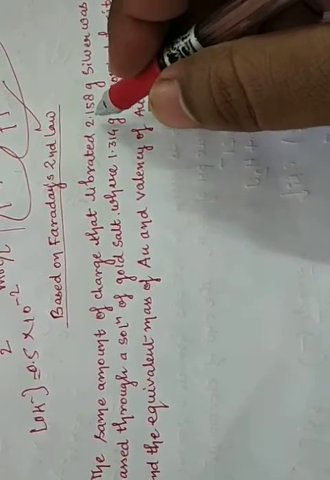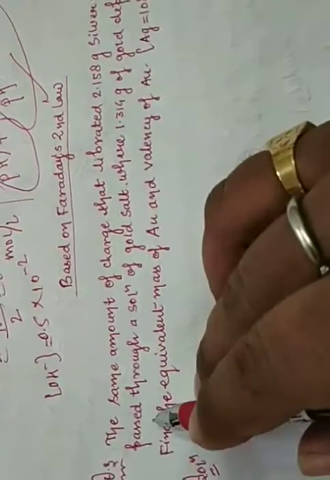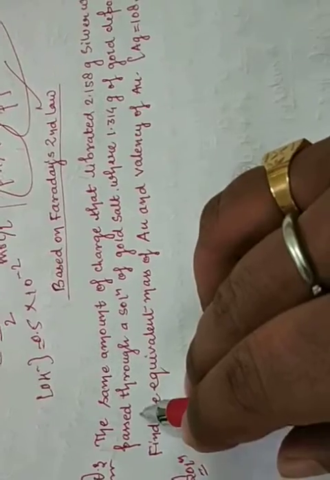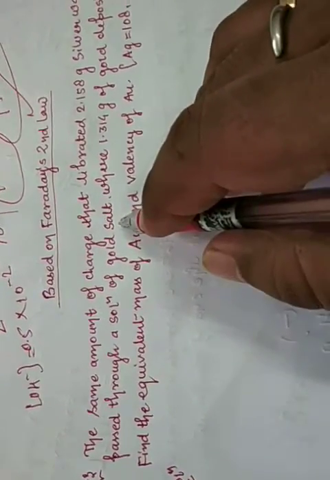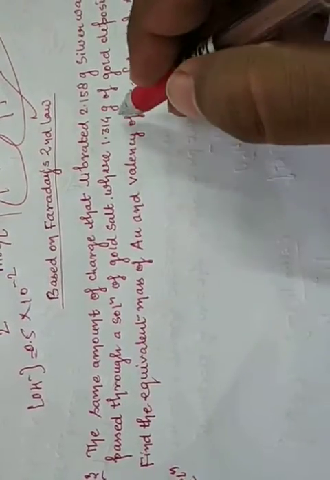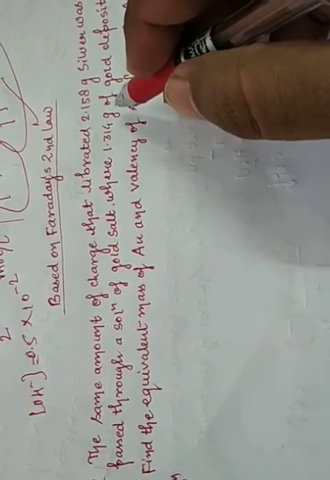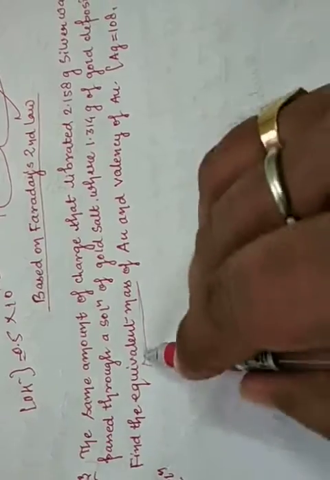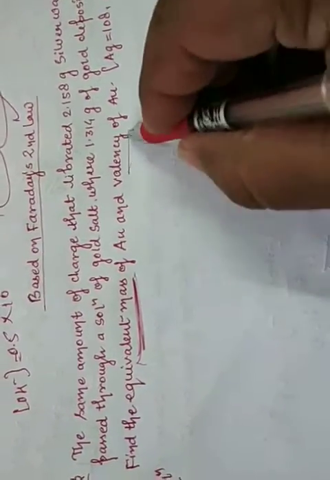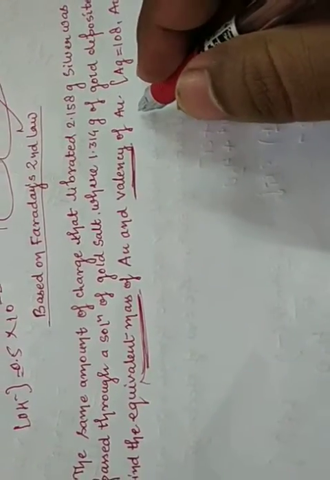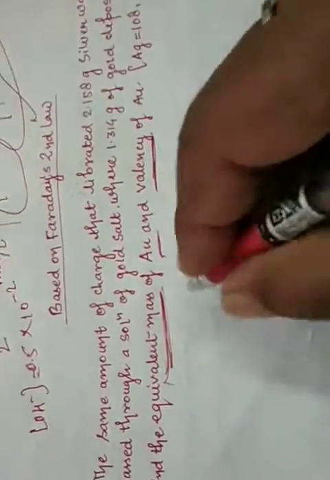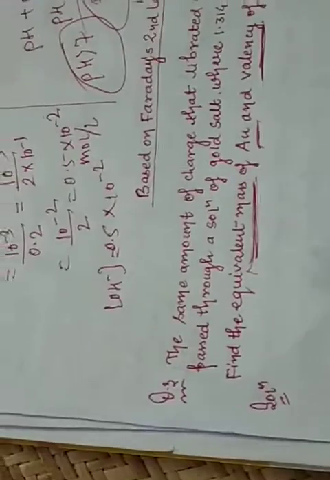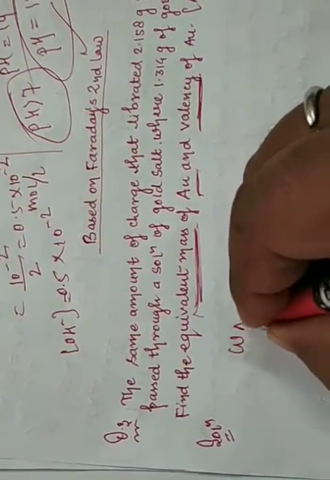Liberated 2.158 gram of silver was passed through a solution of gold salt. That is, silver and gold salt are given. And 1.314 gram of gold deposited. Find the equivalent mass, equivalent mass means E, and the valency, that is, we have to find the N factor of gold. Clear? So just you write down the formula. It is a very easy formula. W Ag.